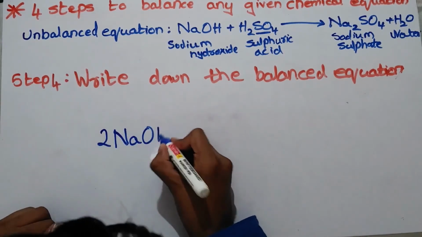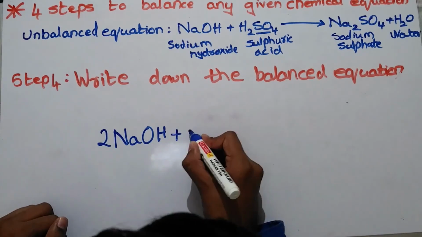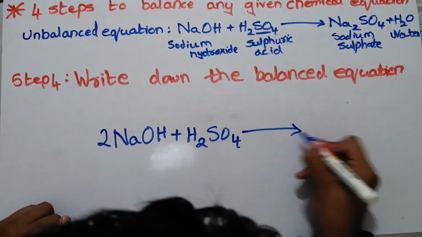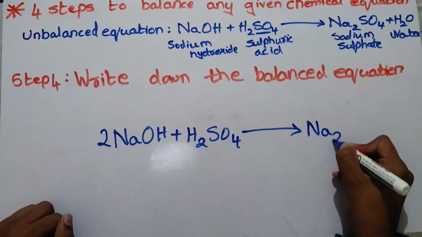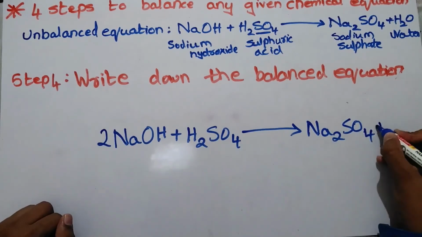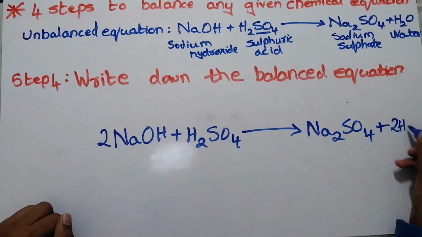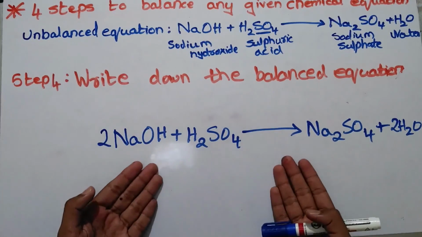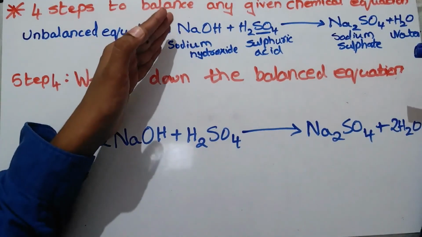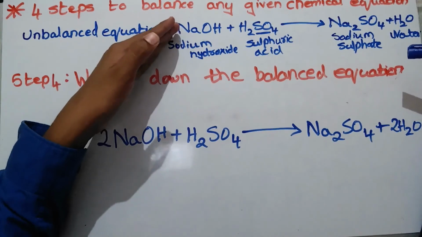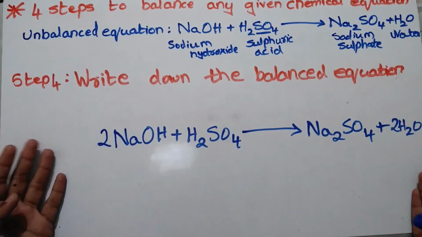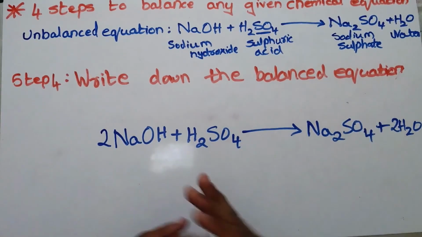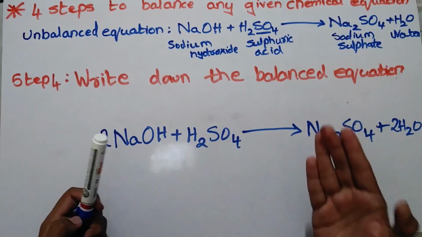2NaOH plus H2SO4 gives Na2SO4 plus 2H2O. So this is the balanced equation which we wanted. We had to balance this unbalanced equation, which we have done by the simple process of 4 steps. So if you follow these 4 steps, you can also balance any given chemical equation.